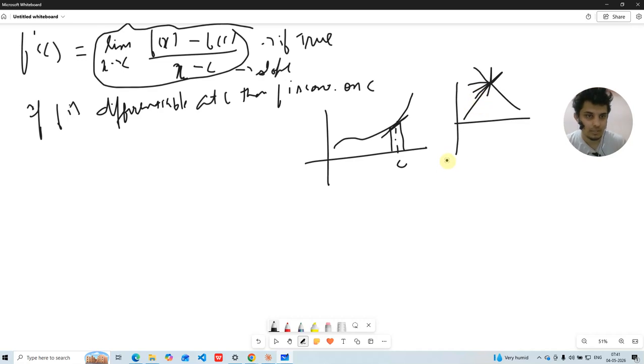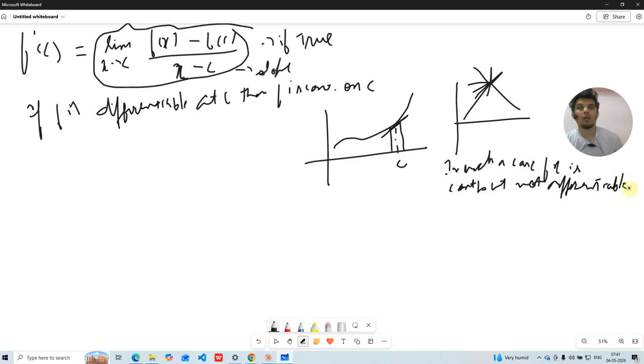So in such a case, f(x) is continuous, but not differentiable. If f is differentiable at c, then f is continuous at c. Now let's go to Rolle's theorem.